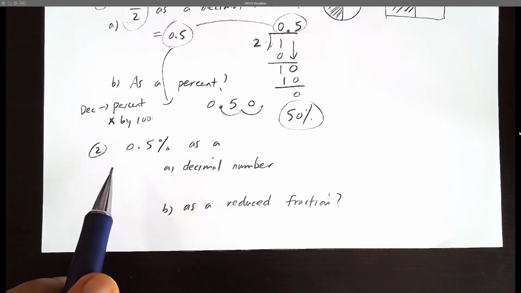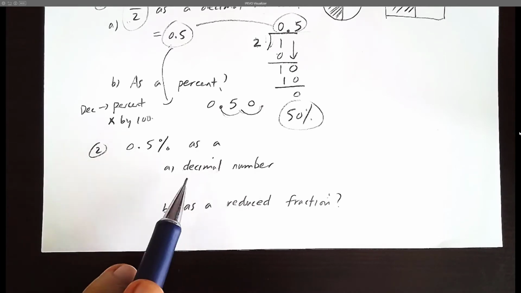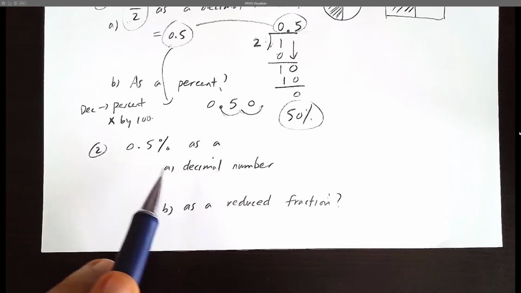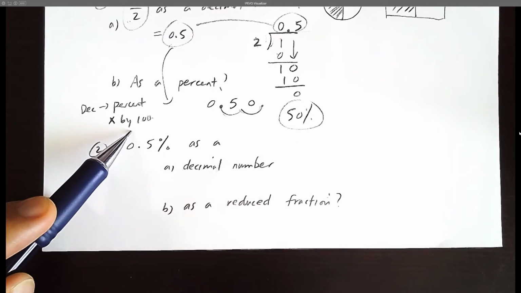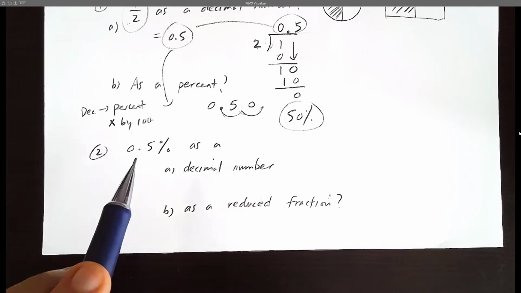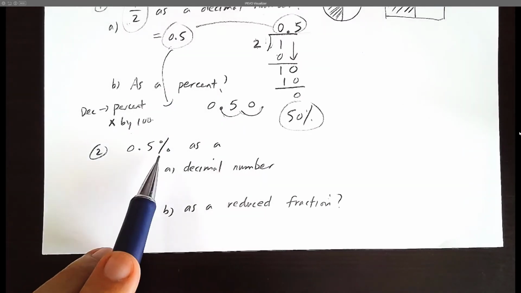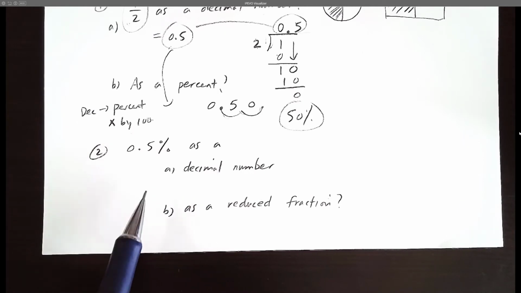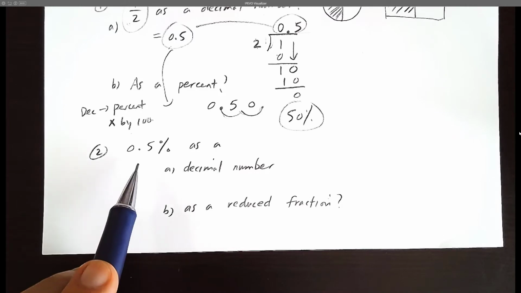Now let's move on to question number 2. Let's convert this percentage to a decimal number. So now we're going the other way around. So students always get confused which way to go. Are we timesing by 100 or dividing by 100? Now be very careful. 0.5 is a small number, but 0.5% is even smaller. To go from percent to decimal, we're going to divide by 100.